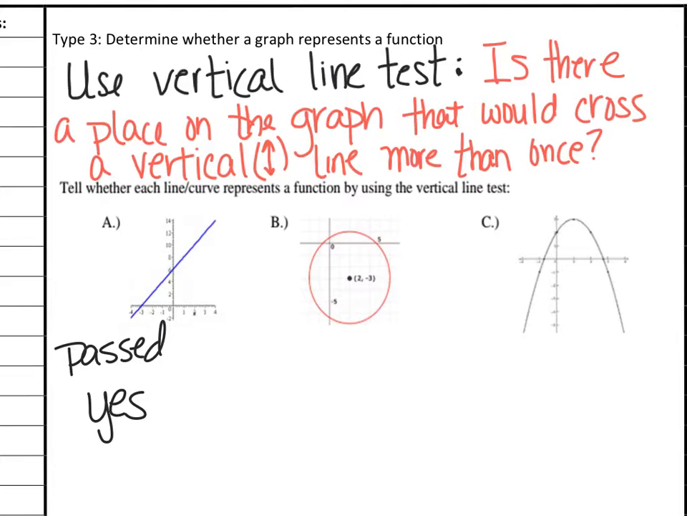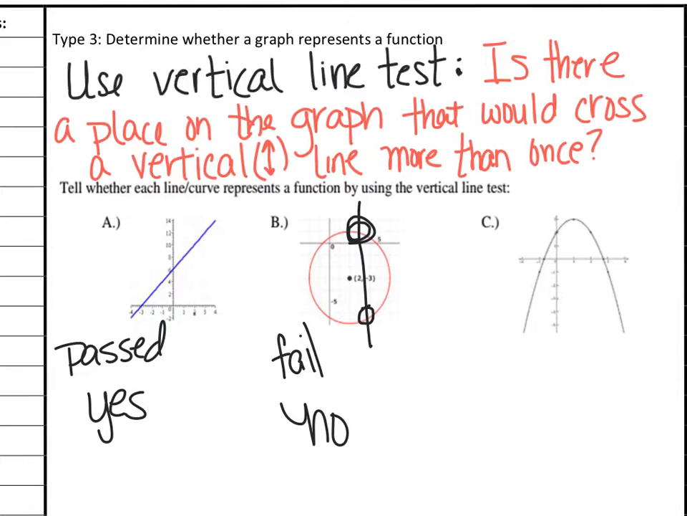All right. B fails the vertical line test. Okay, so look, there's a spot right here. If I cross my vertical line right there, I've bumped into the function, which is that circle, more than one time. So this is a fail. Okay, so it is not a function.